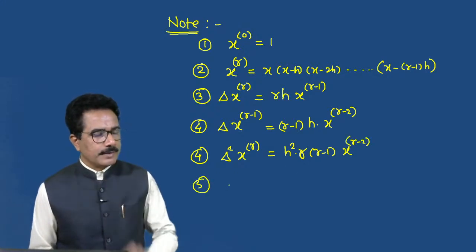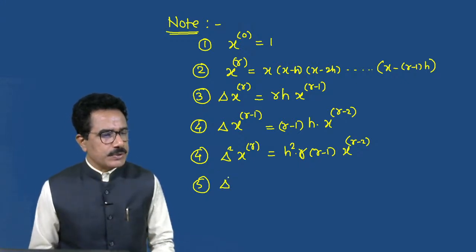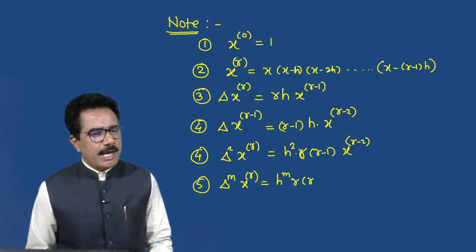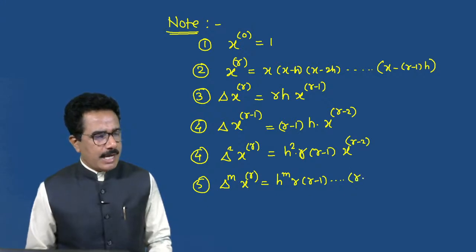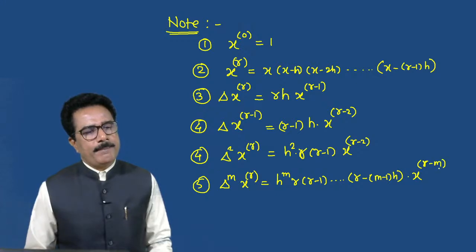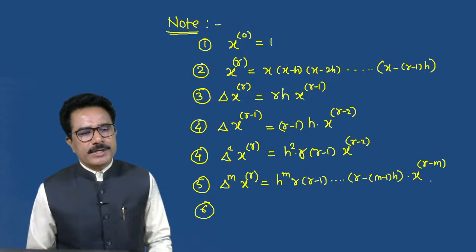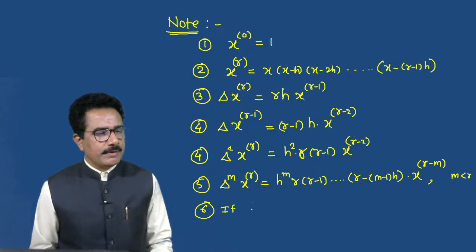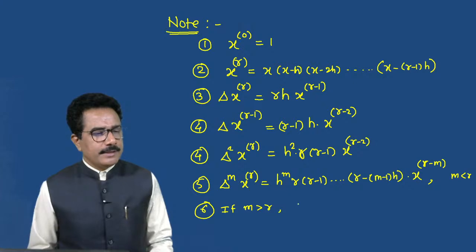Fifth note, delta raised to m x to the power r means h to the power m into r minus 1 dot dot dot r minus m minus 1 into h x to the power r minus m factorial. 6 नोट, याच्यामध्ये कंडिशन पहा, m less than r, if m greater than r then delta raised to m x raised to r factorial which is equals to 0.